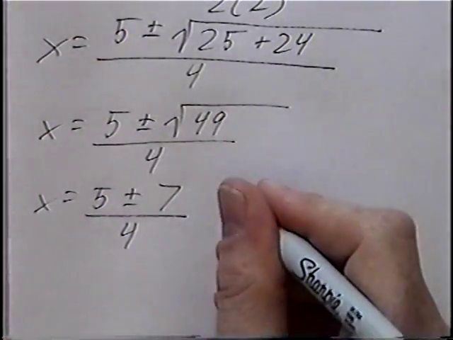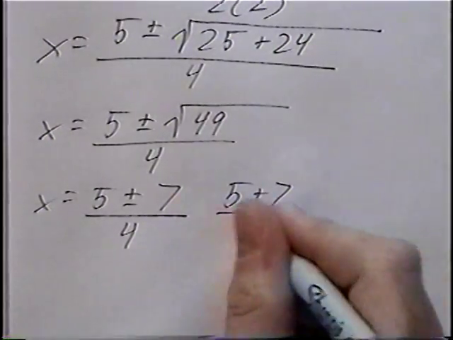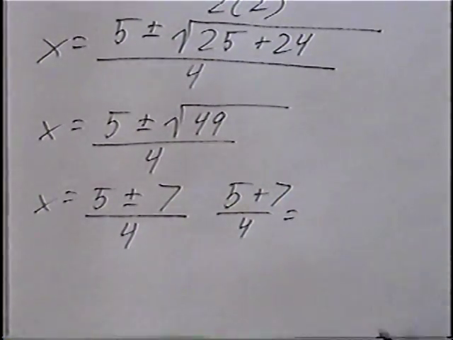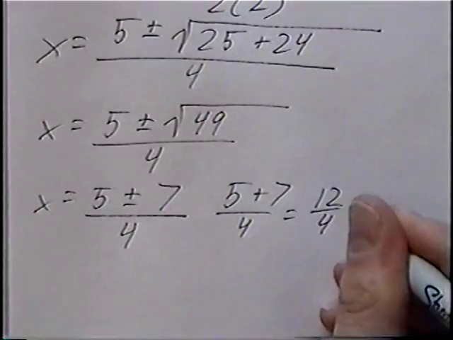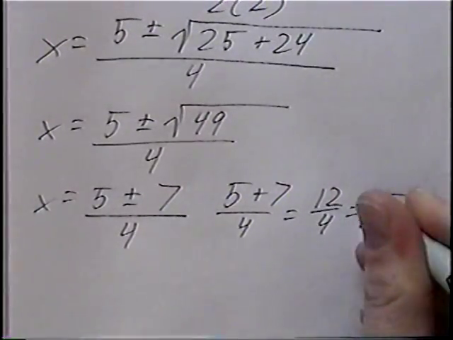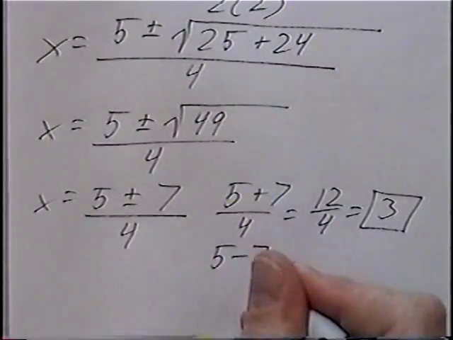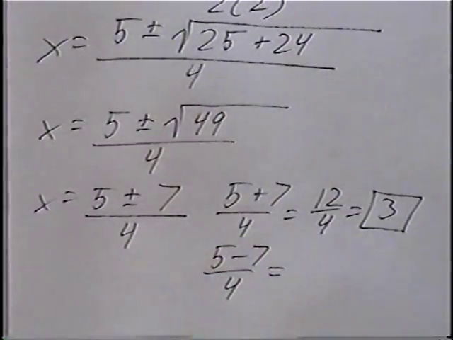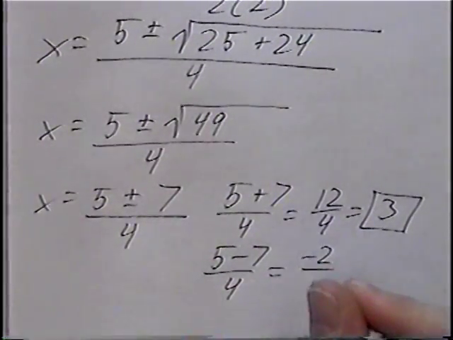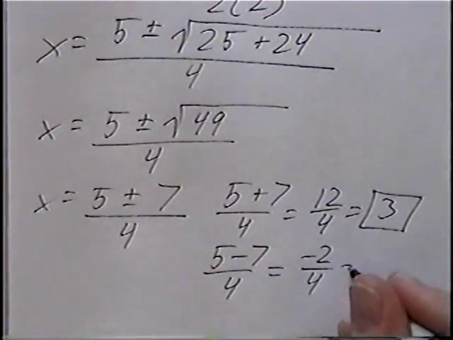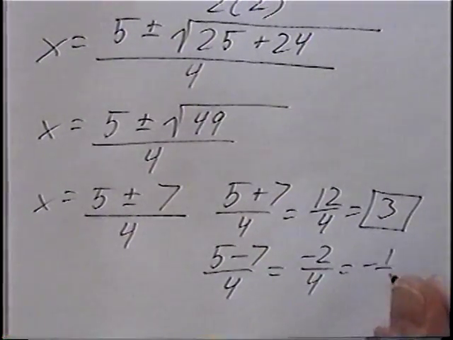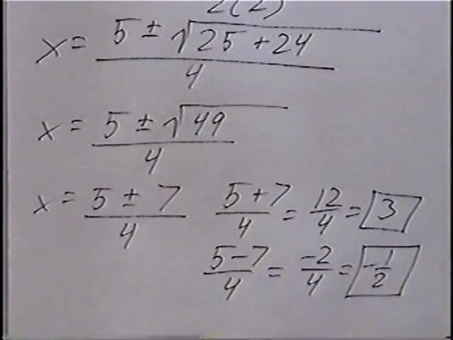And again, there are two answers. We can do 5 plus 7 divided by 4, which will be 12 divided by 4, which equals 3. And our second answer, we'll do 5 minus 7 divided by 4. 5 minus 7 would be negative 2. Negative 2 over 4, if you reduce, would be negative 1/2.